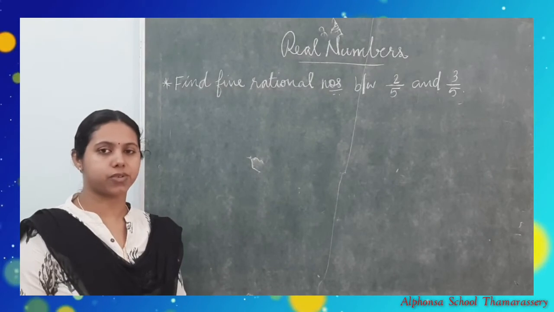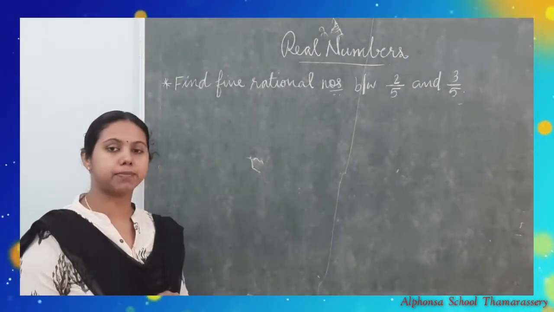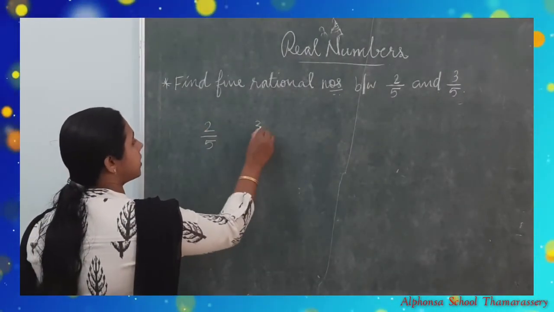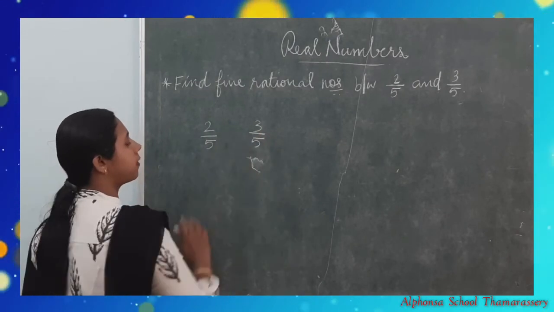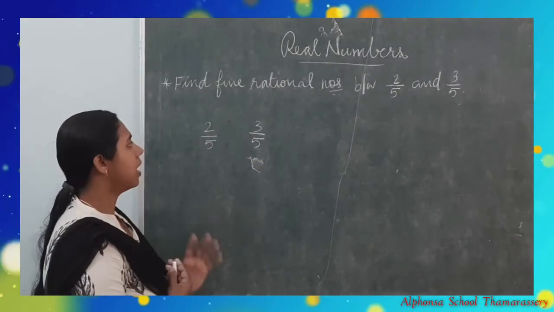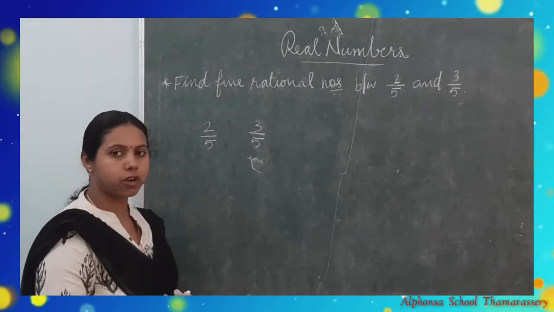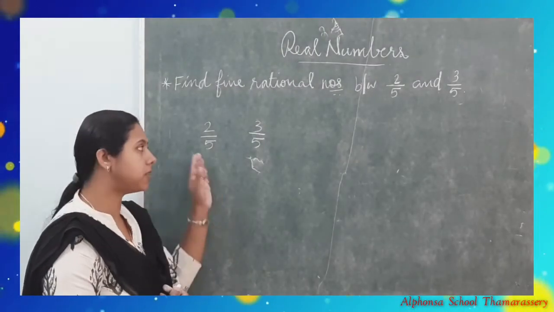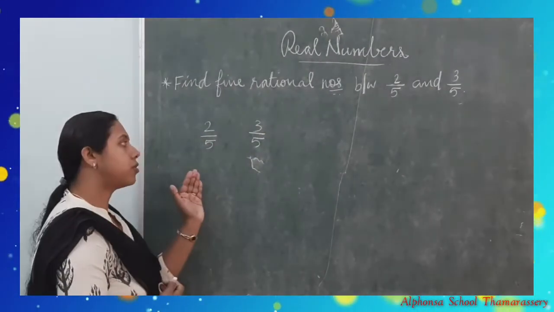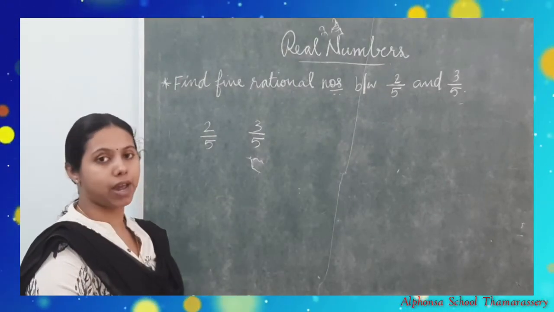Let us see the next question. Find 5 rational numbers between 2 by 5 and 3 by 5. Between 2 by 5 and 3 by 5, now there are no other numbers. We cannot see a rational number between these two now. But if you write the equivalent fractions of these, you will get a lot of rational numbers between these two. So we need 5 rational numbers, so you have to multiply the numerator and denominator by more than 5.